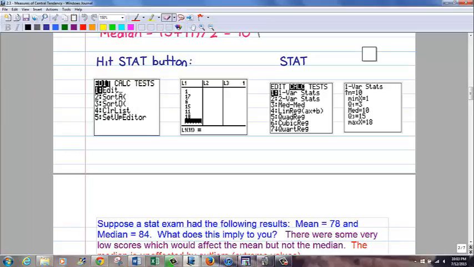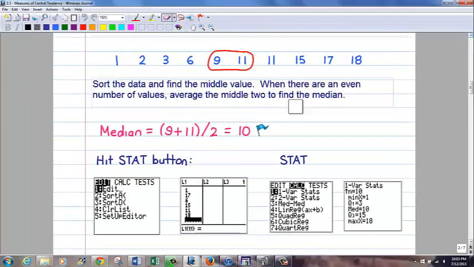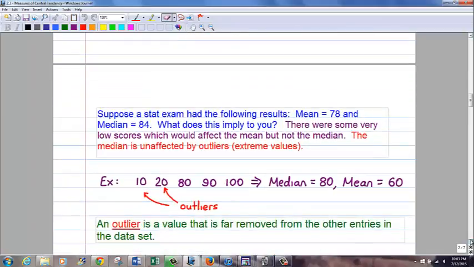But like I said before, nothing wrong with checking a YouTube video there if I went too fast on that. But anyway, there's that median 10 that we did right up here. So it did do it correctly for that one right there.